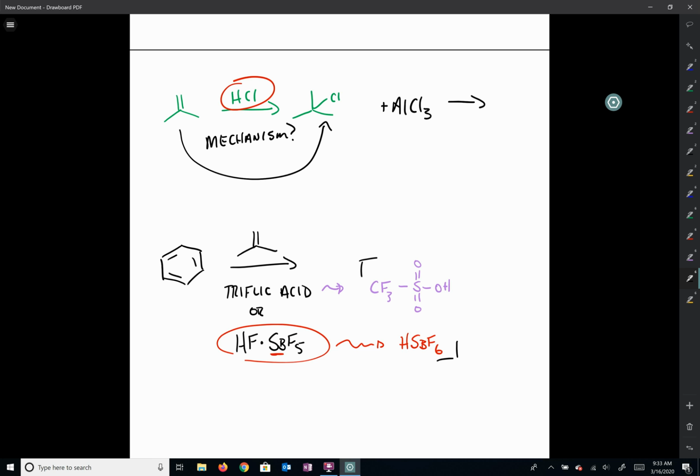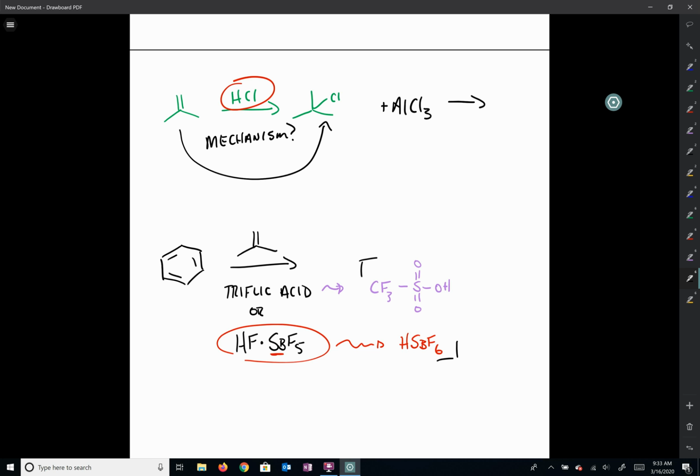I forget the exact definition right now. I should pause this and look it up. I believe the definition comes from its ability to protonate carbons. There's some metric for it, and I do apologize, I don't know it off the top of my head. I'll look it up, and maybe in the next video I'll add some clarification. But anyway, there are multiple versions of superacids, and technically speaking, we can use any of those here.